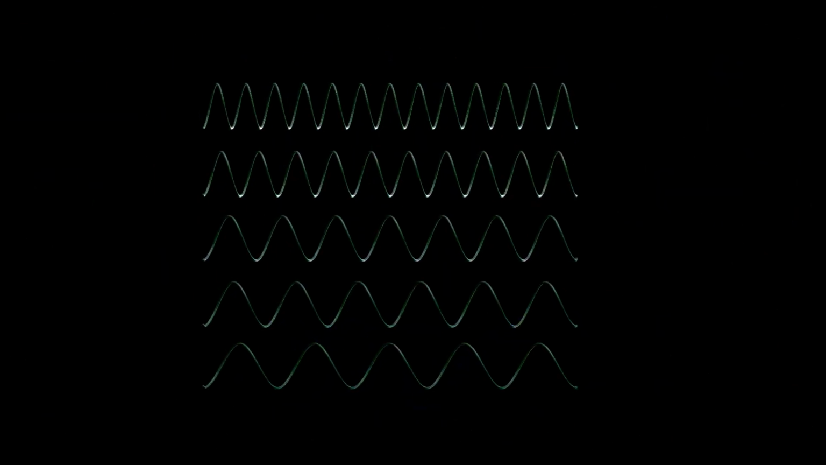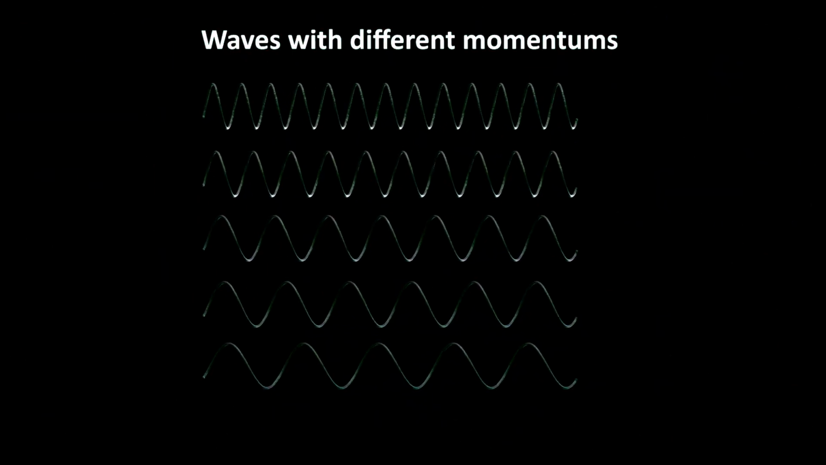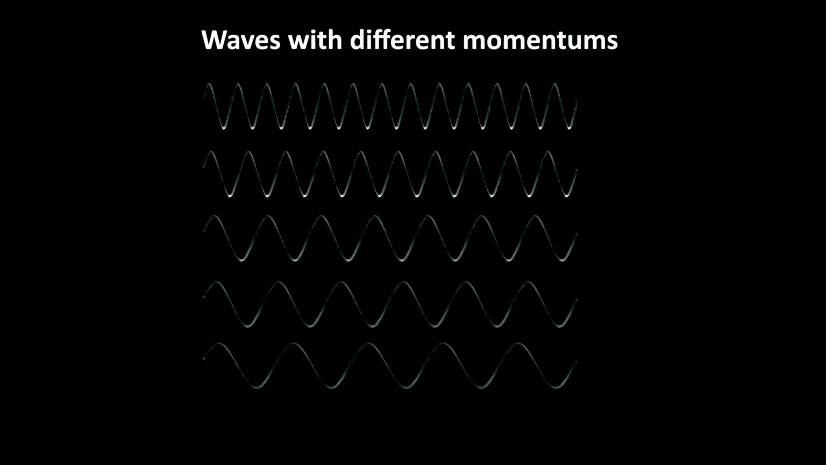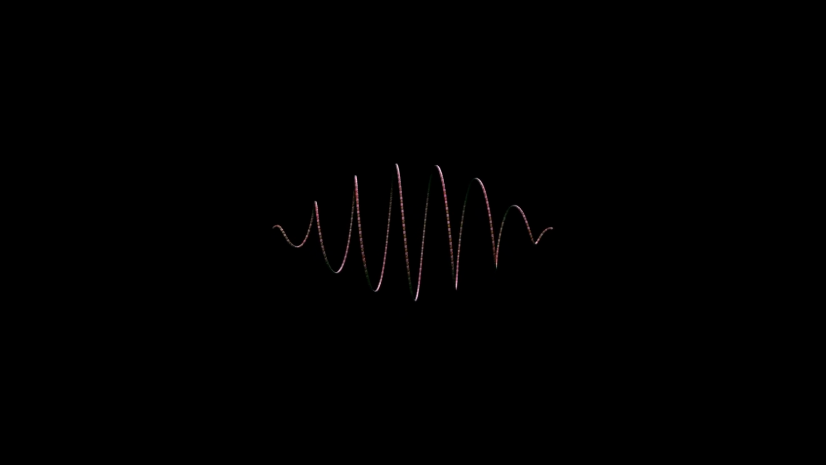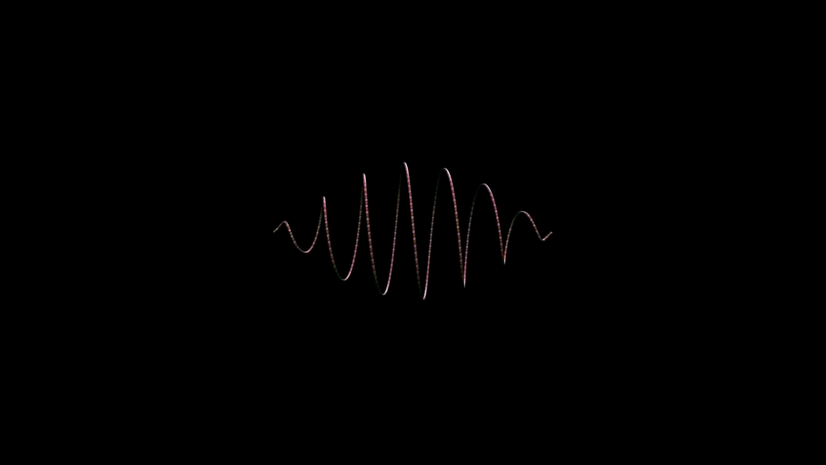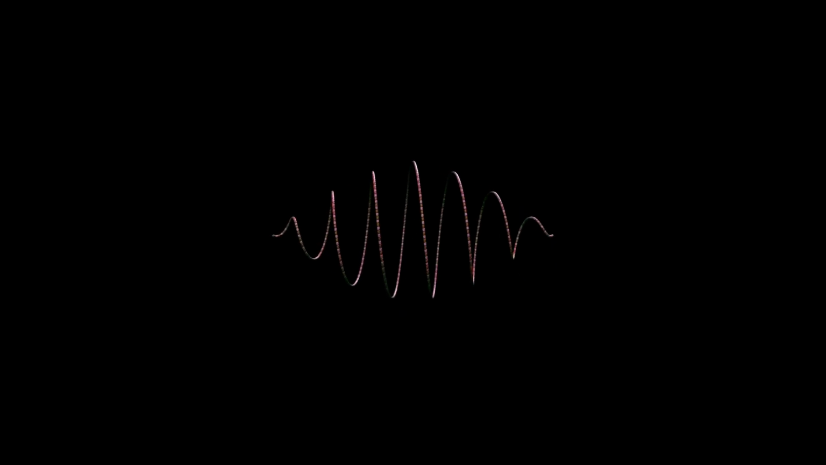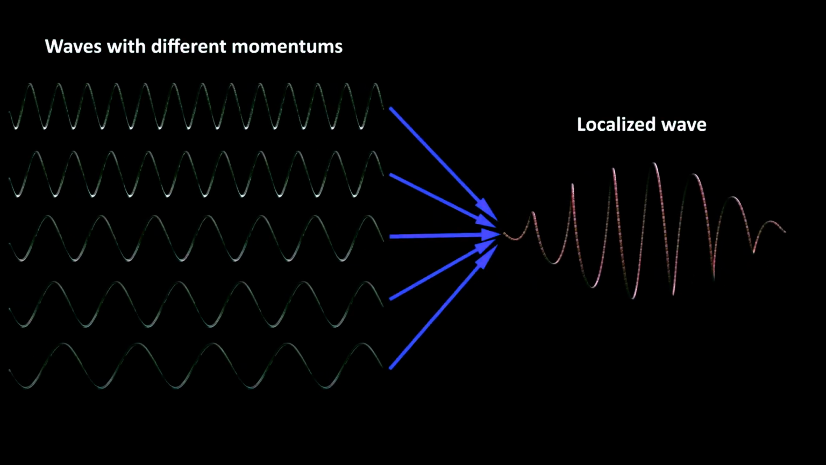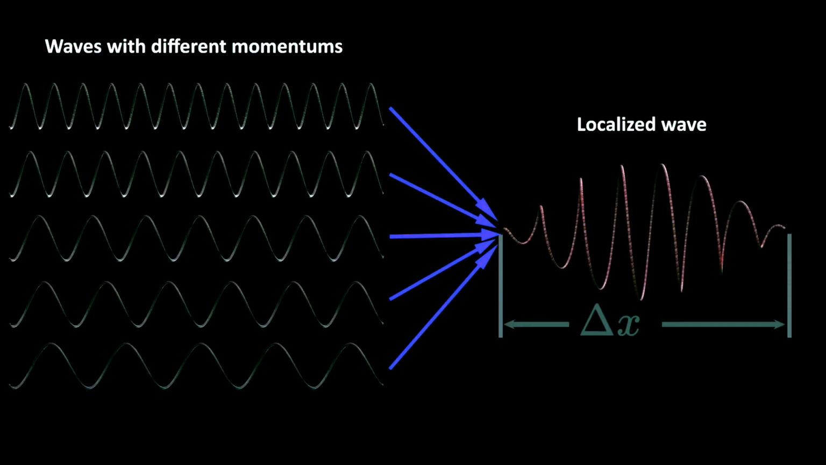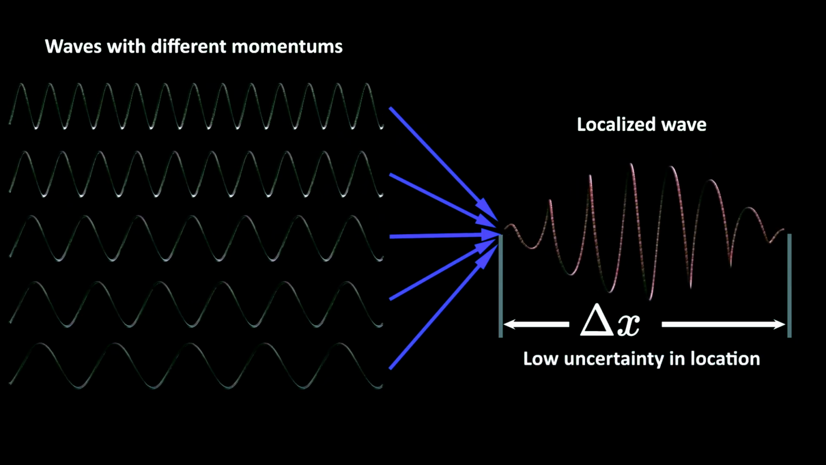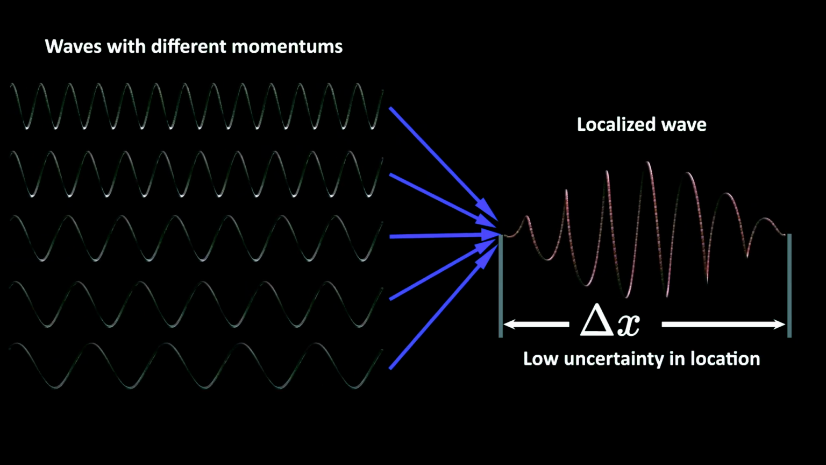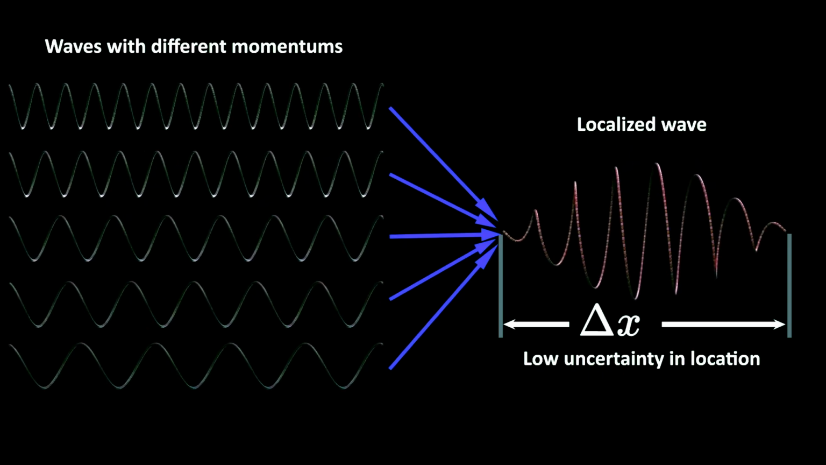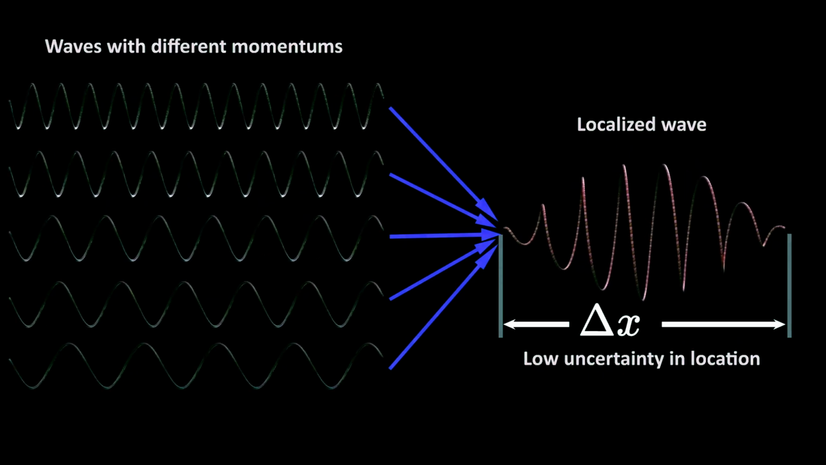On the other hand, if we want to know the position of the electron precisely, we would need to add many waves of different wavelengths so that we can get an interference pattern. This localized wave would give us a more precise location, but now we have no idea what the momentum is. This is because all the waves that are needed to create the localization are of different wavelengths and have different momenta using the same de Broglie relation.